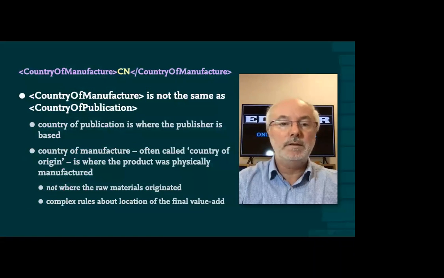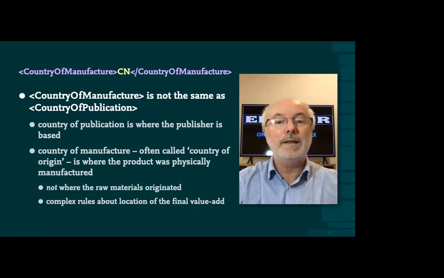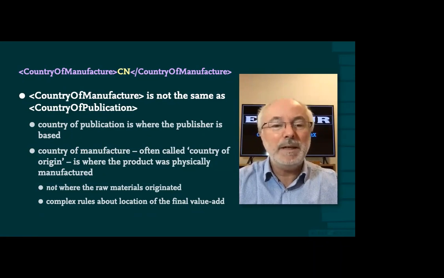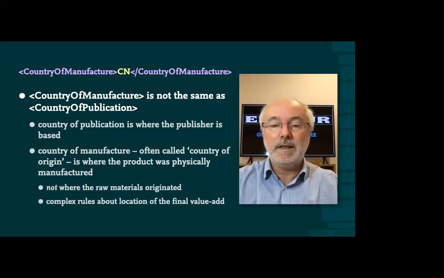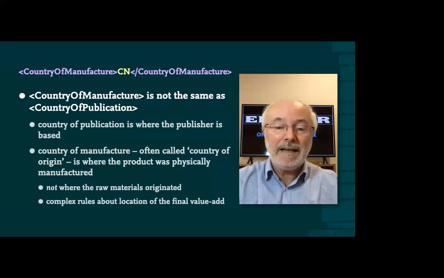As well as the commodity codes, it's often important to specify the country of manufacture of your product. Now, this sometimes gets called the country of origin, and maybe because of that, it gets mixed up with country of publication. These aren't the same. The country of publication is where the publishing company is based, but the country of manufacture is where the product is physically made. And for a book, that's not where the raw materials like the paper came from. It's where it's printed and bound. Occasionally, it's where it's finally packaged. There are some complex rules around where the bulk of the value was added.